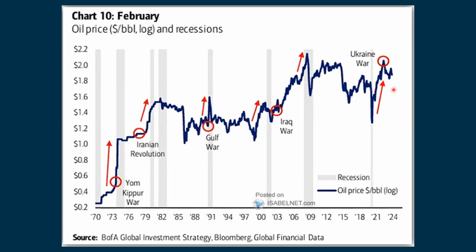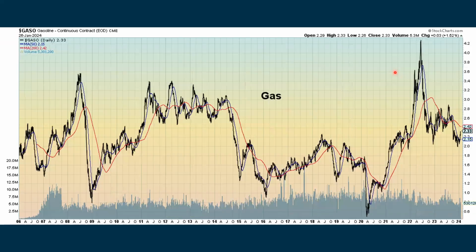Getting over to the right-hand side, when we really spiked up with oil, that was the beginning of the Russia-Ukraine war. Then we fell back down. This other little spike was when things really erupted in Israel. Lately, it's been coming down. This chart's a little out of date now as we've been going slightly back up with the price of oil.